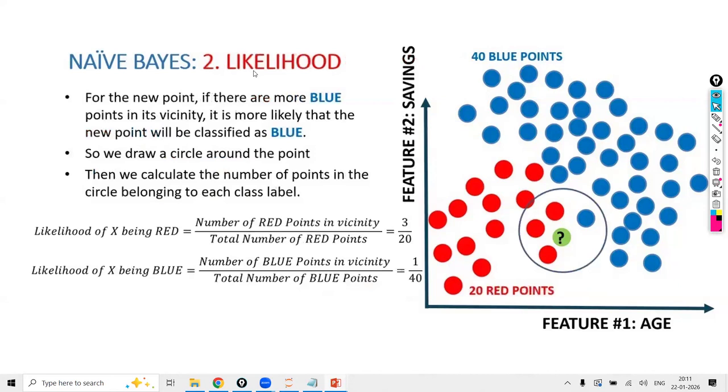Next, likelihood. For example, if I take one new data point like this, and this is the area around it. Now, in this area, how many red data points are there in total? 3 of them are there. Out of 20 red data points, 3 of them are close. Out of blue data points, 1 out of 40.